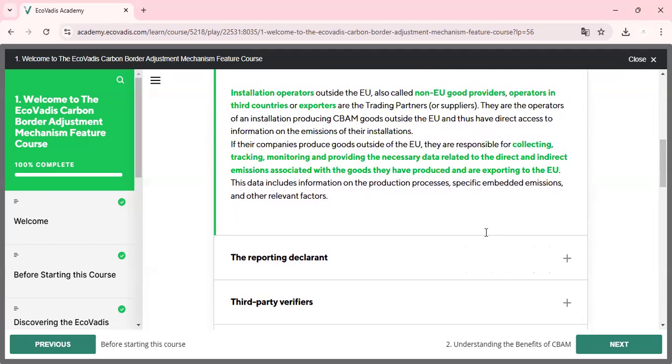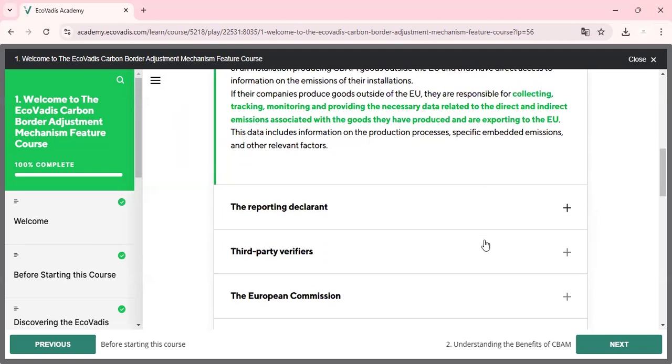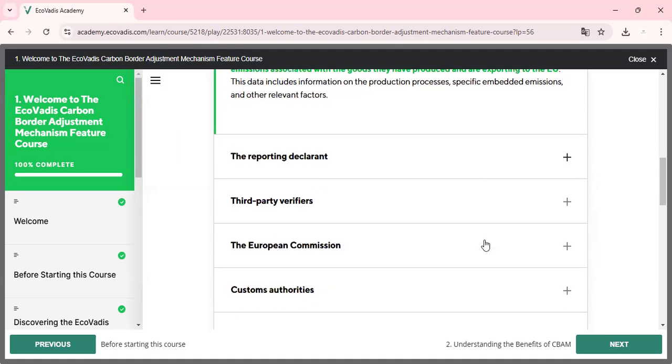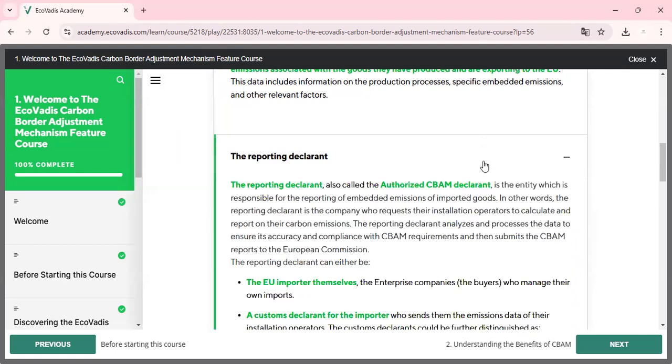If their companies produce goods outside of the EU, they are responsible for collecting, tracking, monitoring, and providing the necessary data related to the direct and indirect emissions associated with the goods they have produced and are exporting to the EU. This data includes information on the production processes, specific embedded emissions, and other relevant factors. The reporting declarant.